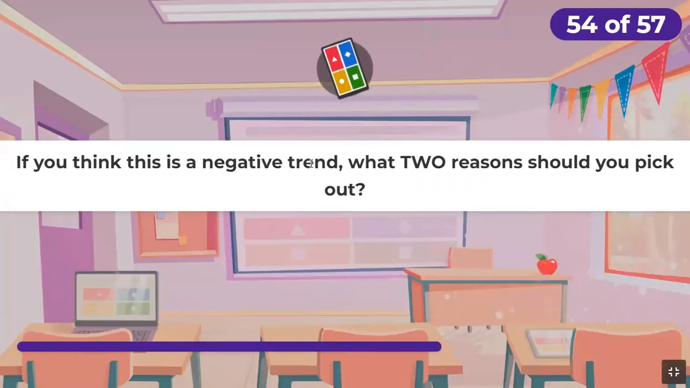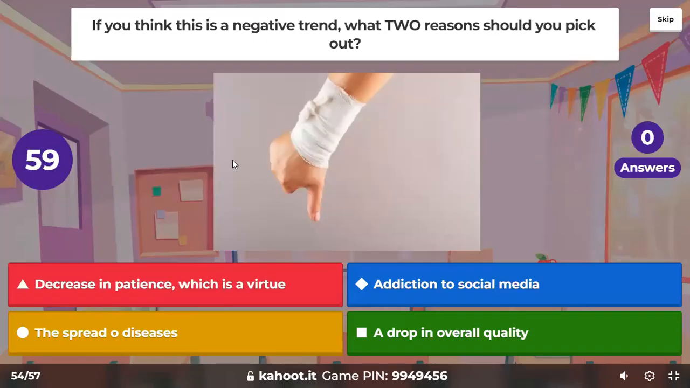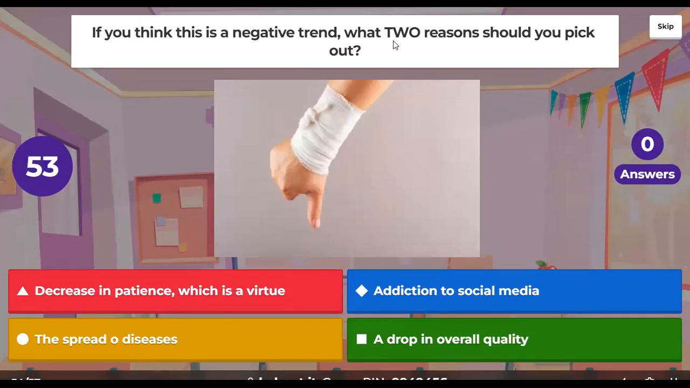If you think this is a negative trend لأنه سألك قال لك do you think this is a positive or negative development؟ في خيارين أقول negative and I need to list two reasons. شو هم الريزنز؟ إذا قلت negative only two. Decrease in patience which is a virtue اللي هو الصبر وبشر الصابرين, virtue يعني فضيلة. الثاني addiction to social media اللي هو الادمان على السوشيال ميديا. هل له دخل؟ ما ادري. The spread of diseases انتشار الامراض هل له دخل؟ A drop in overall quality الكواليتي بتقل لانك you expect things to be quick.